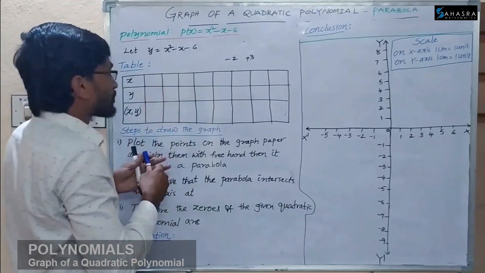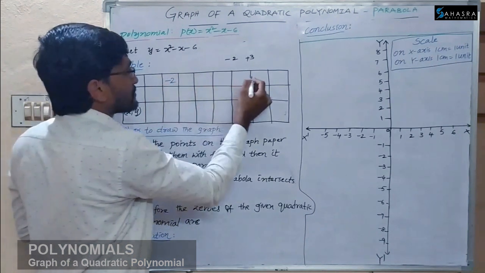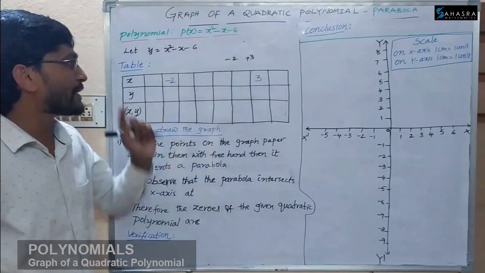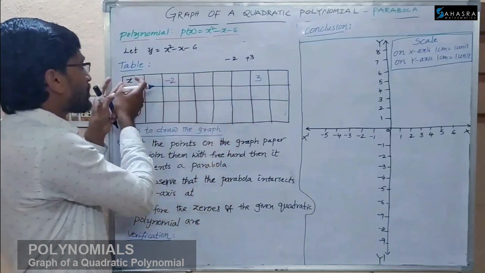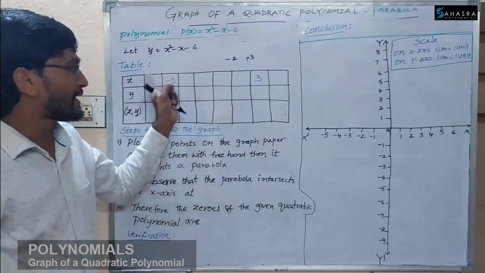So simply we have to write first the two zeros, minus 2 and 3. These are the zeros of this quadratic polynomial. Let us consider that those values are x. So now what are the values we have to take for x?